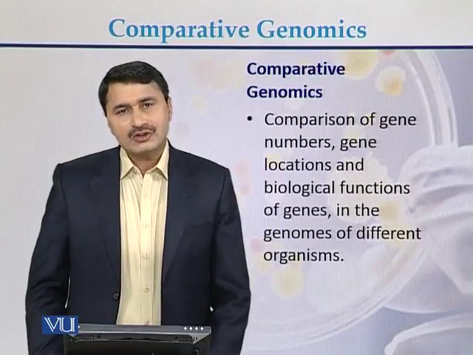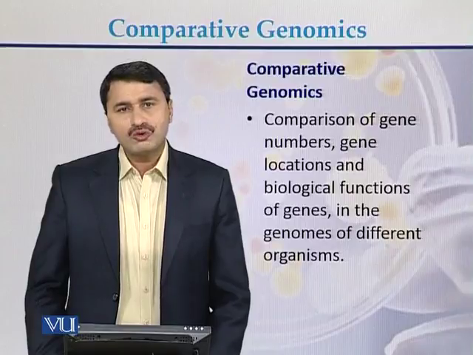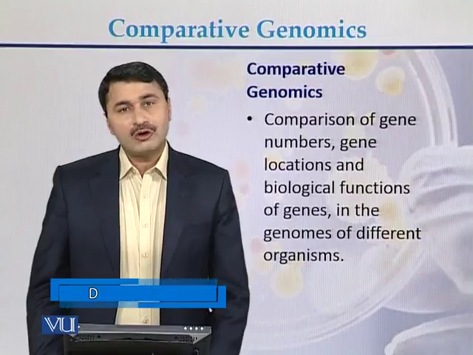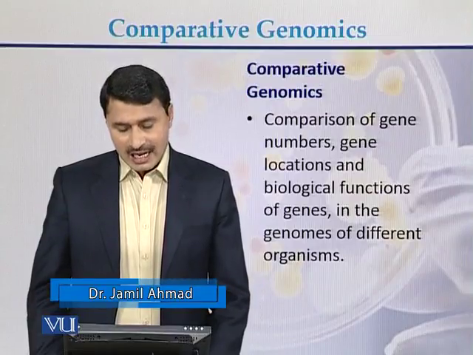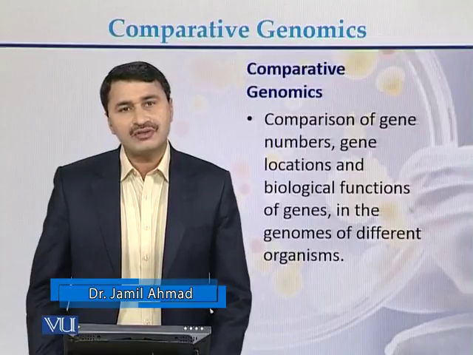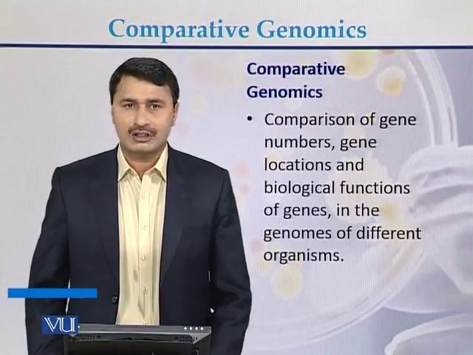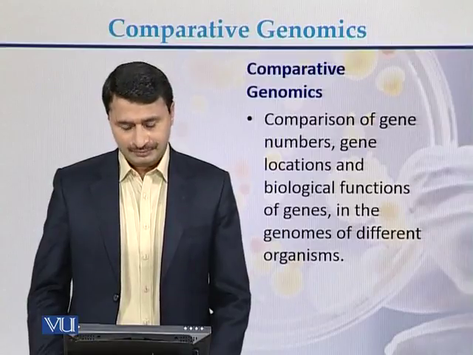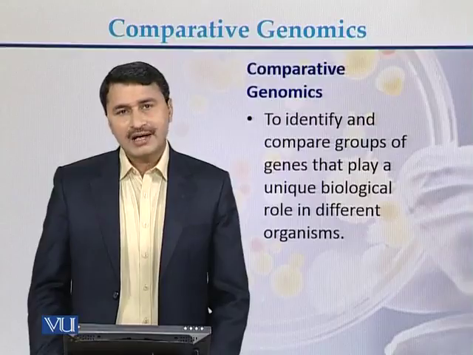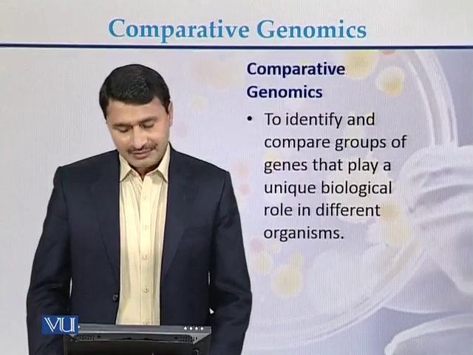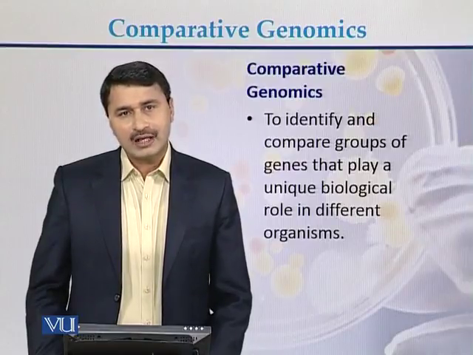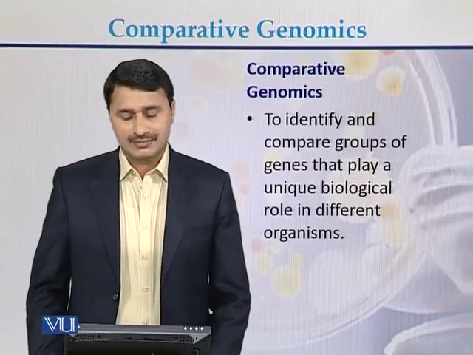In comparative genomics, we compare the gene numbers, the locations of the genes, and the functions of the genes between the genomes of different organisms. Such a subdiscipline of genomics is called comparative genomics. It helps us identify and compare groups of genes that play a unique biological role in different organisms.